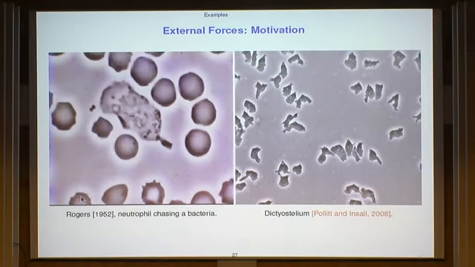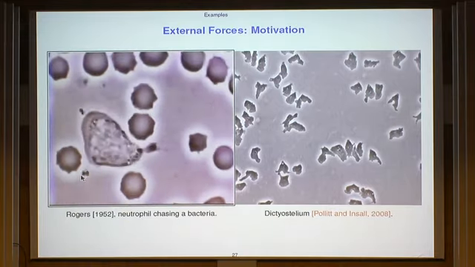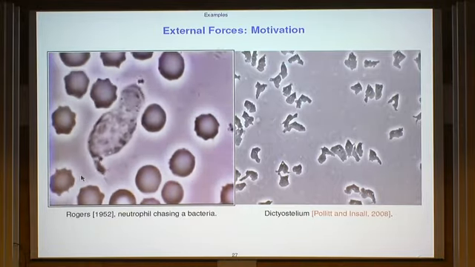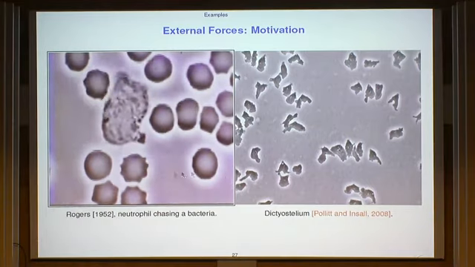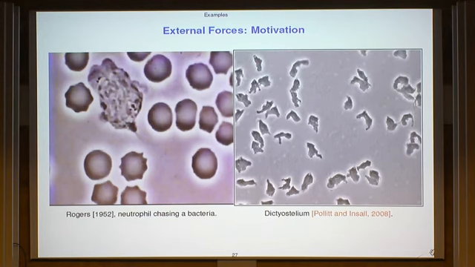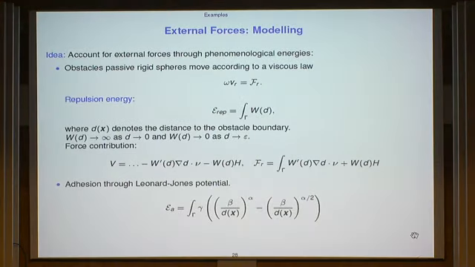You can also look at toy models for more complicated scenarios. So, for example, we saw this video here. This is a neutrophil chasing a bacterium in a sea of obstacles, and it pushes these obstacles out of the way until it eventually engulfs the bacterium. And on the right, you see a bunch of dictyostelium cells chemotaxing together, and it appears that when they get in close proximity, they adhere with each other. So we thought about ways in which one might model these phenomena, and the idea is to include extra potentials in the model to account in a phenomenological way for these phenomena.